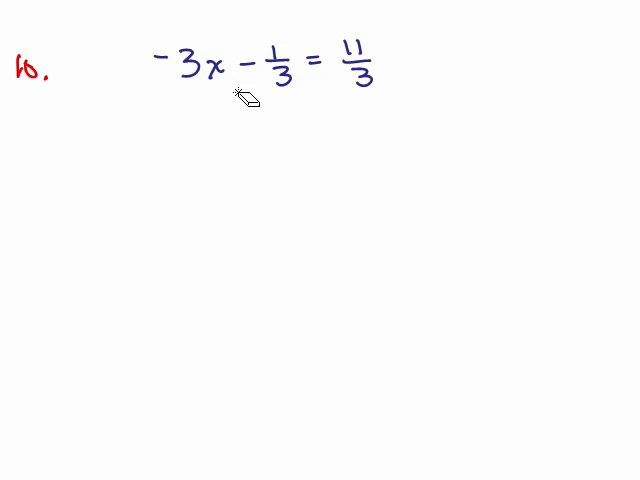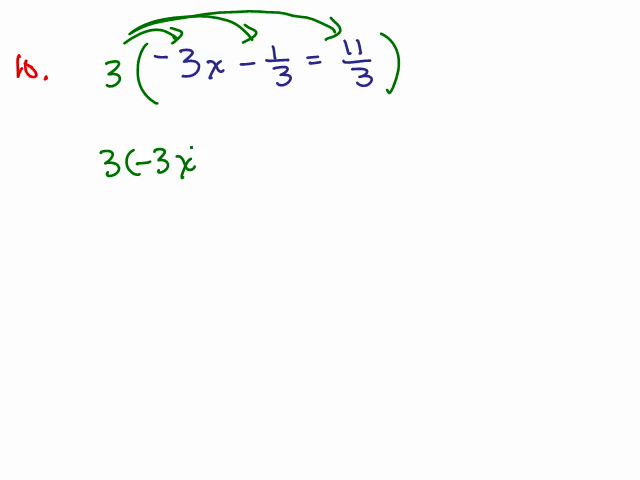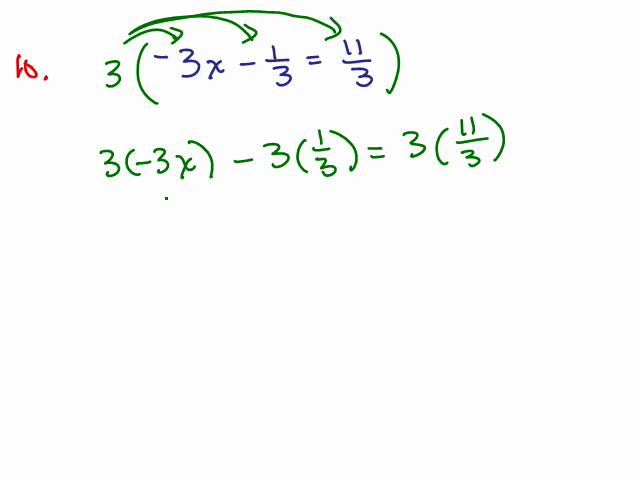In case you're interested, I'm going to do the same thing for number 10, which I told you the other way you could have done this is multiply both sides of the equation by the least common denominator. And in this case, the least common denominator would be 3. So I multiply by 3 on every term on both sides. So we have 3 times negative 3x minus 3 times 1/3 equals 3 times 11/3. So I get negative 9x minus, here the 3's cancel, so you just have 1. And here the 3's cancel, so I just get 11.